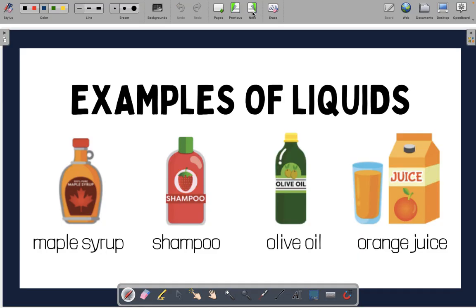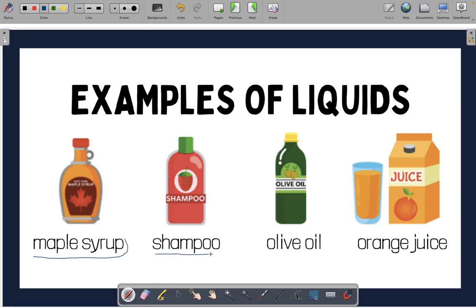Any doubts, anyone? No, sir. Okay, so then you have examples of liquids. Okay, fine. So then maple syrup, which is used in donuts, pancakes.